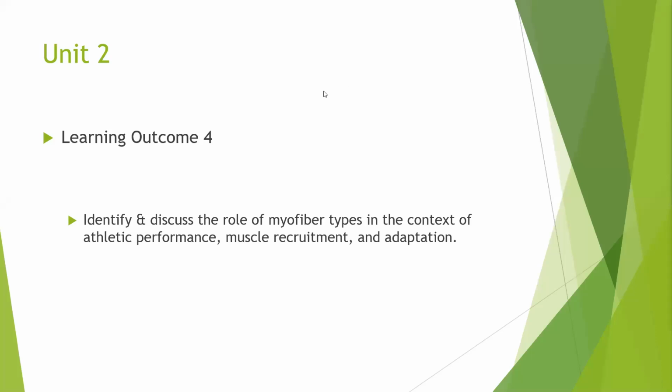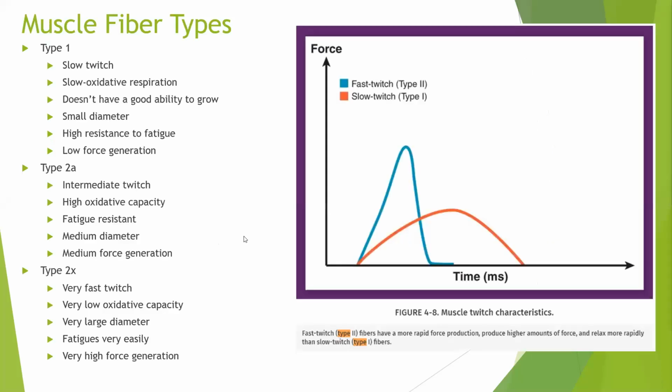Today we are getting into learning outcome 4 of Unit 2. What we're going to be looking at is the actual cell structure of the muscle fibers, or the myocytes or myofiber types. We're going to look at how muscle fiber type affects overall function, and we're going to finish that off with athletic performance and adaptation. So let's go ahead and get right to it.